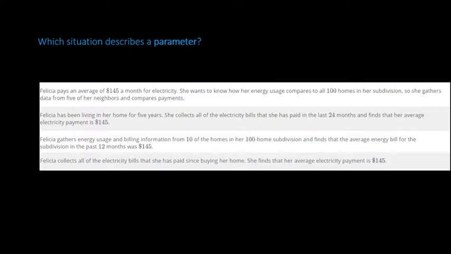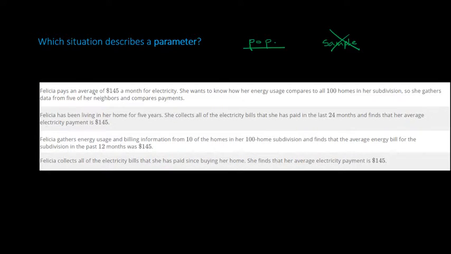So here's another example, and as you can tell, this one is straight from your workbook. And it asks what situation describes a parameter. Remember that a parameter is a characteristic taken from a population, right? So we're looking for a characteristic that is drawn from information that we get from a complete population and not a sample. So anytime that we see something talking about part of the population, we'll know that that would be a statistic, not a parameter. So let's take a look.